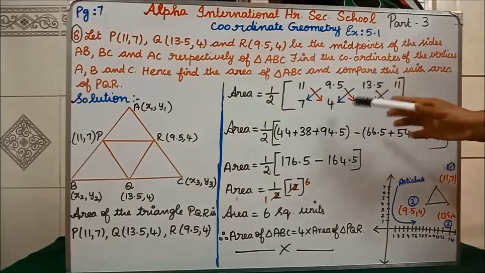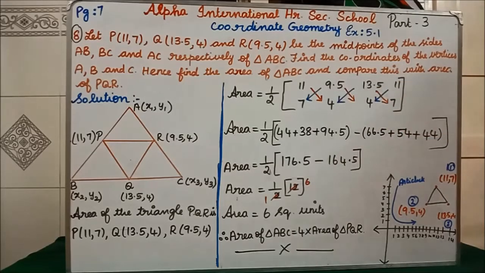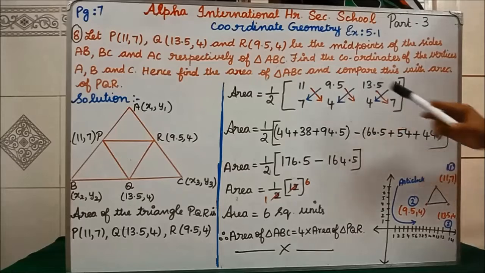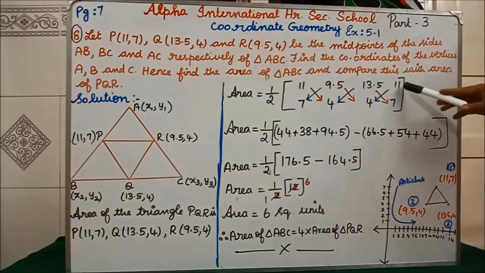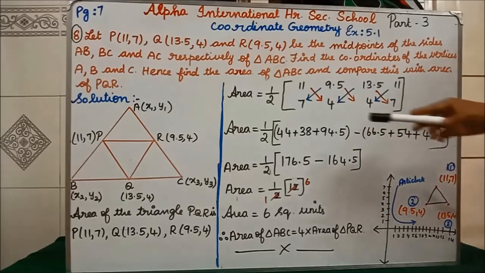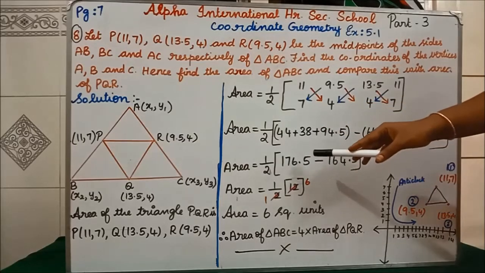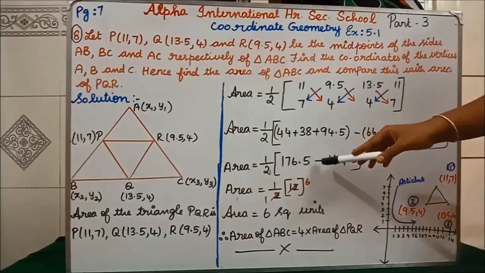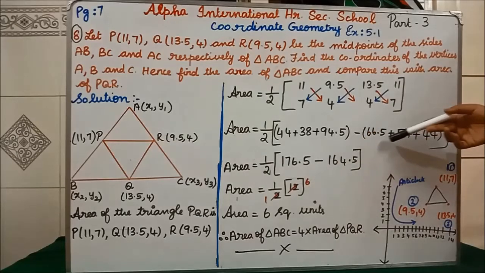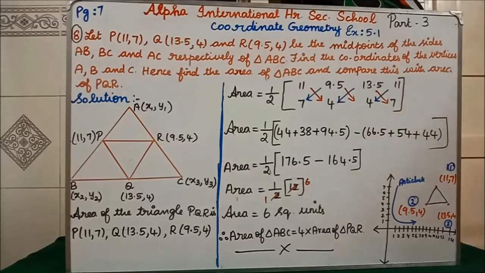Minus, now we are going to do it in the opposite direction, which is the blue arrow mark. 9.5 into 7 is 66.5. Next one is 13.5 into 4 is 54. 11 into 4 is 44. All these values we are adding, and we are getting 176.5. Similarly, if we are adding this side, we are getting 164.5.